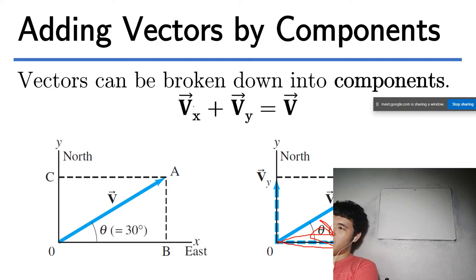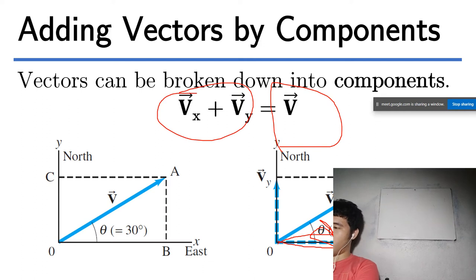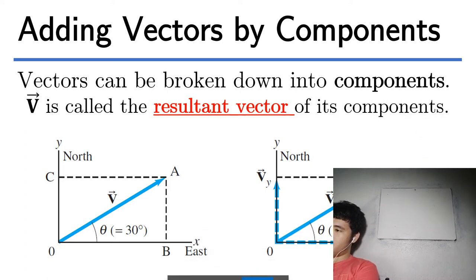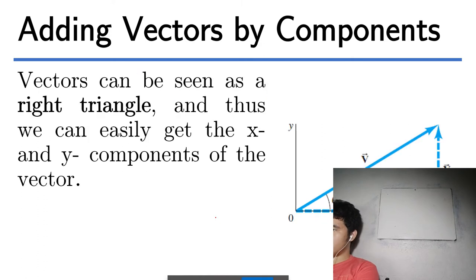Tapos, when you add these components, it's equal to this. Kaya hindi siya straightforward. There's a method to do that. V is called the resultant vector of its components. Okay? Remember that. Vectors can be seen as a right triangle.